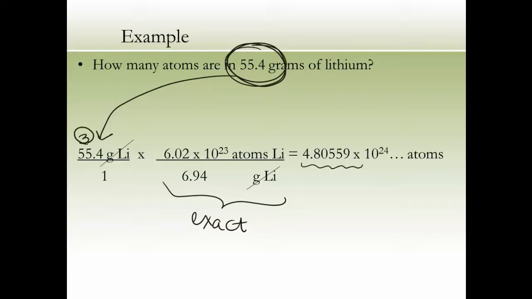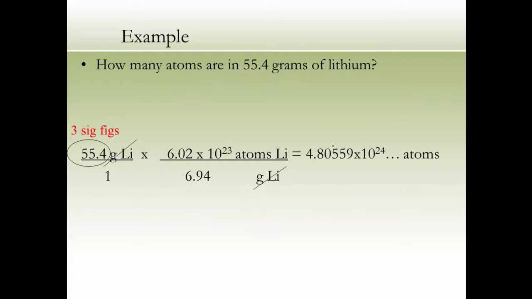Since this had 3 sig figs, we want to round this answer to 3 sig figs, so 1, 2, 3, and it becomes 4.81 times 10 to the 24 atoms of lithium. So that is a lot of atoms. That's kind of the concept here: if you have a mass that's big enough to be a significant amount and be observed, it's going to be a lot of atoms.